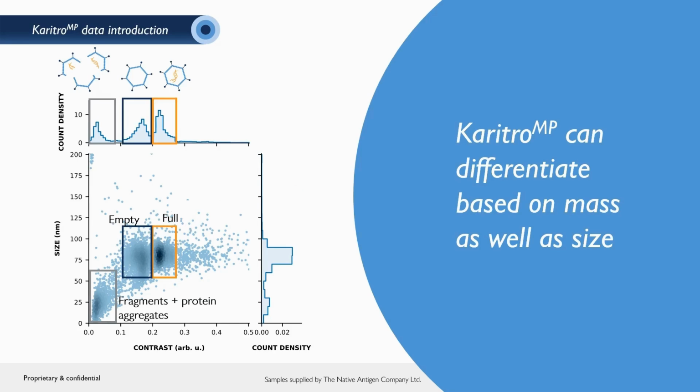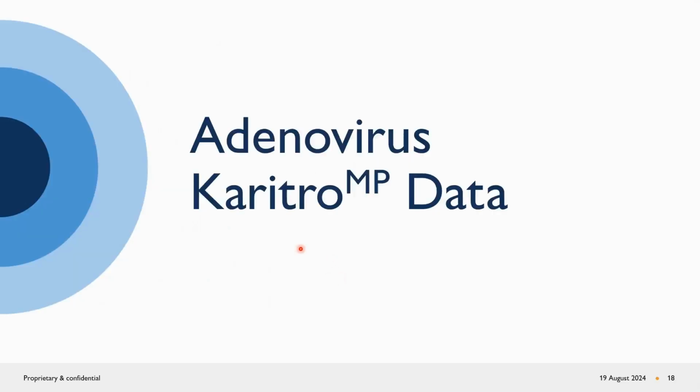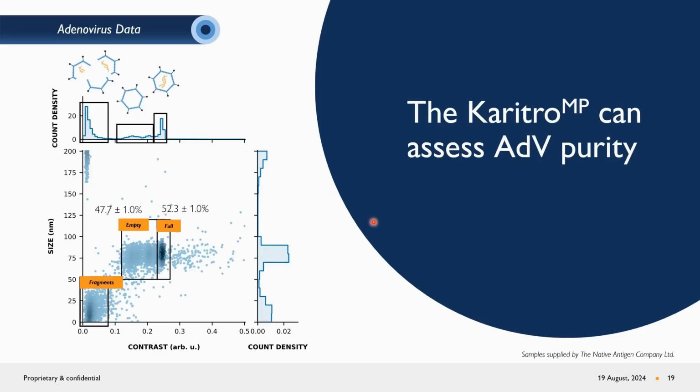Now let's look into some more adenovirus KaritroMP data. As mentioned earlier, the Karitro can distinguish the various populations from fragments to empty and full adenoviruses, assessing effectively adenovirus purity. We assess the ratio between the empty and the full capsids, and here you can see from the standard deviation values over the triplicate measurements that this is quite reliable and robust.